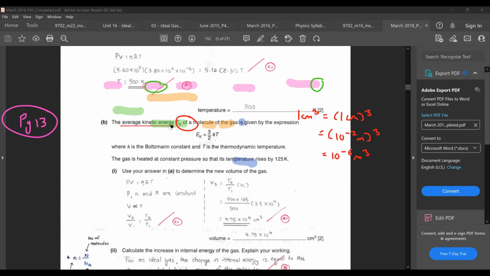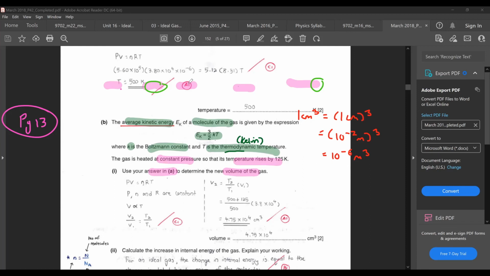Let me erase this. Now, in part B, they mentioned to you that the average kinetic energy of a molecule of the gas is given by this expression, where k is the Boltzmann constant and T is the thermodynamic temperature. Thermodynamic temperature is already your temperature in Kelvin. The gas is heated at constant pressure, so that its temperature rises by 125 Kelvin. Use your answer in A to determine the new volume of the gas.